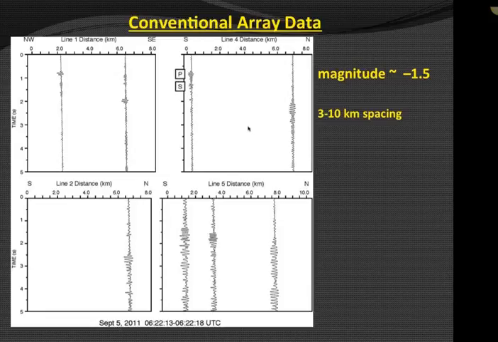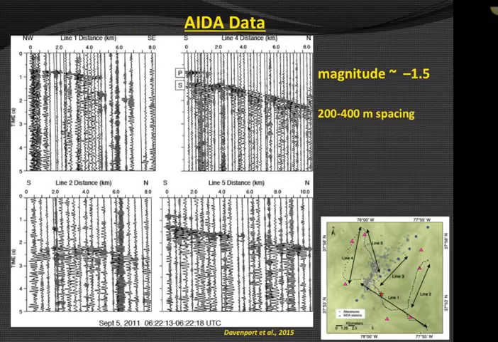And here we have information that's 200 to 400 meter station spacing. You can clearly see that there's P arrivals and S arrivals in some of the stations, but it's kind of hard to see. The signal to noise here is equal to 1 or maybe even less than 1 on most of the stations.